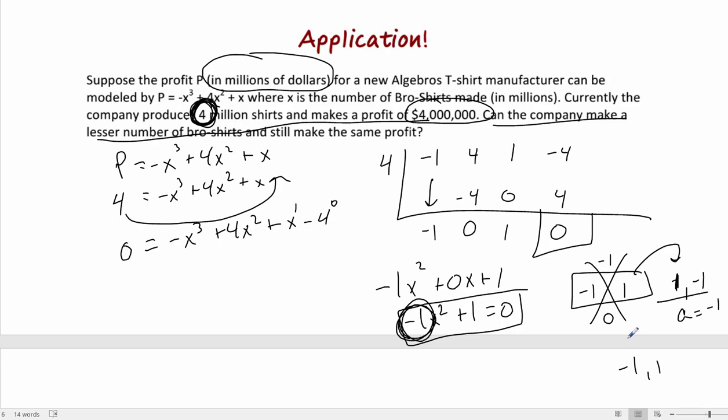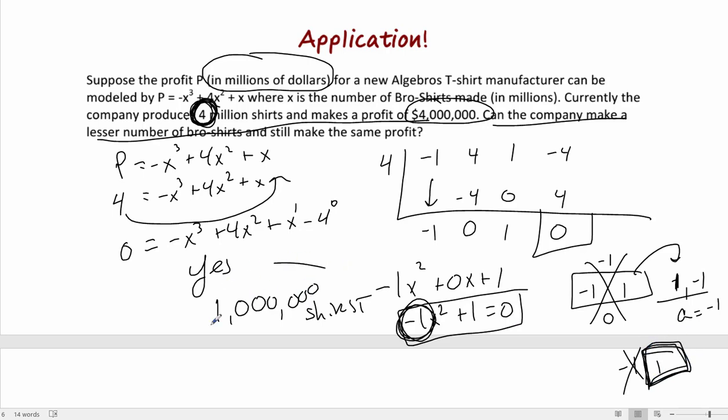So according to my answers, if I make -1 million t-shirts, I'll make $4 million. Well, that's not real life, right? You can't make negative t-shirts, so we know that cannot be my answer. So if I plug in the 1 here, that will be my other answer. So can a company make a lesser number of bro shirts and make the same profit? Yes, they can make 1 million shirts. That's what that 1 stands for. Remember, the 1 stands for millions of shirts. So they can make 1 million shirts. I can't spell. This should be a T and S. There you go. 1 million shirts.